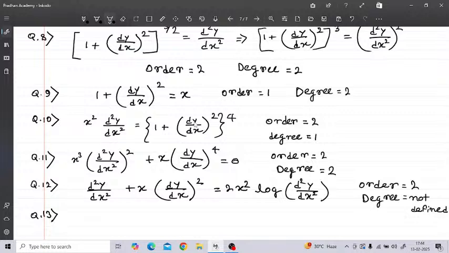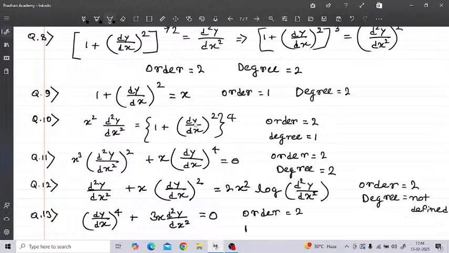Question number 13. Four plus 3x, d2y/dx2 is equal to 0. Here it is a polynomial, so order is 2 as the highest order derivative present is 2. And what is degree? Degree is 1.